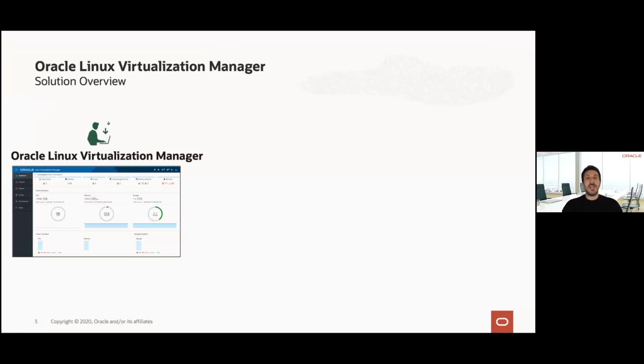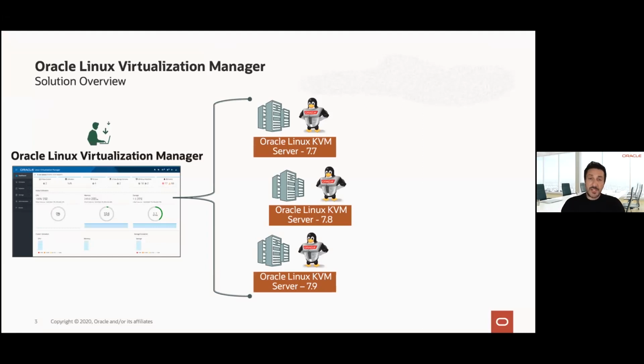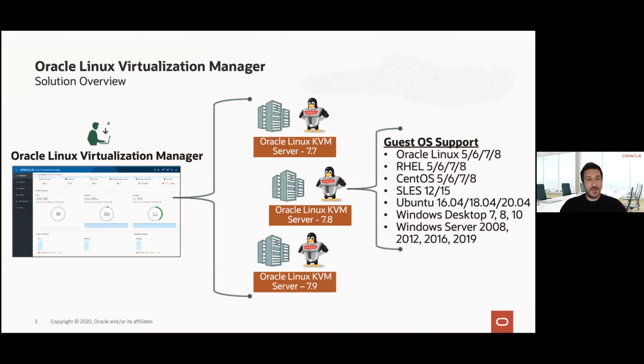In fact, today, for the hypervisor that can be managed by Oracle Linux Virtualization Manager, we have Oracle Linux KVM server that is based on Oracle Linux 7, and all the latest maintenance releases or the latest updates for Oracle Linux 7. That said, on top of Oracle Linux KVM server, we have a huge list of guest operating systems that can run virtualized. Among them, we obviously have Oracle Linux, Red Hat Enterprise Linux, CentOS, as well as other Linux distributions like SUSE Linux Enterprise, as well as Ubuntu.